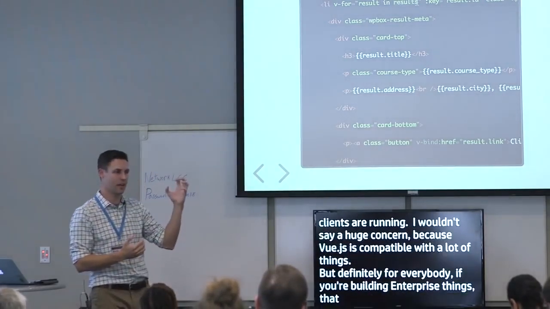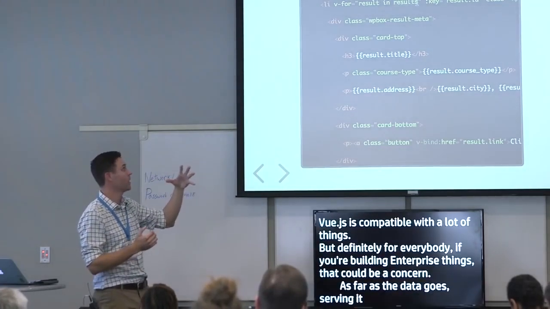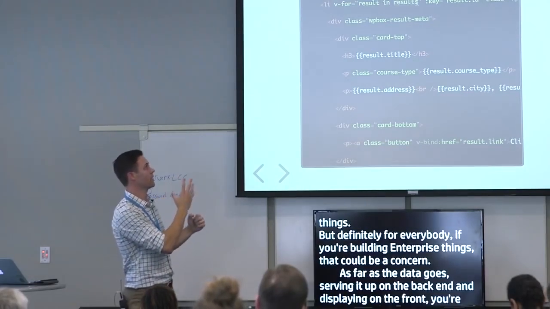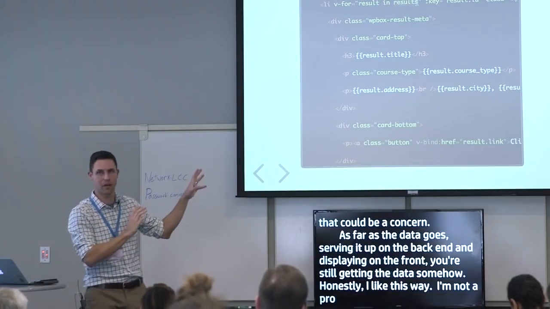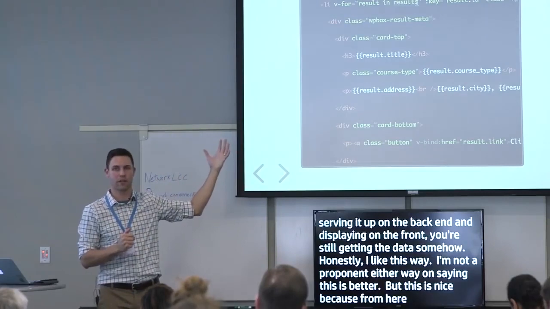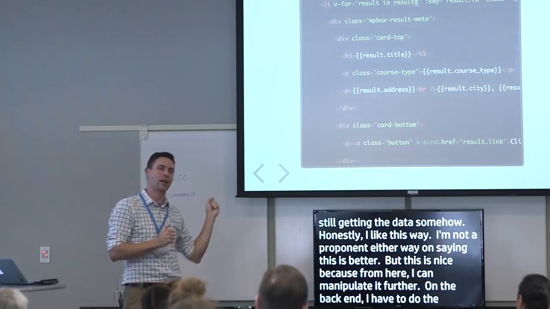As far as the data goes, serving it up on the back end and then displaying it on the front end, you're still getting that data somehow. So honestly, I like this way, and I'm not a proponent either way in saying this is better, but this is kind of nice because from here, I can manipulate it further. Whereas on the back end, I have to do those complex calculations and then spit it out.